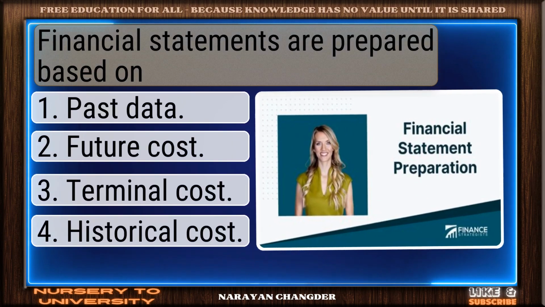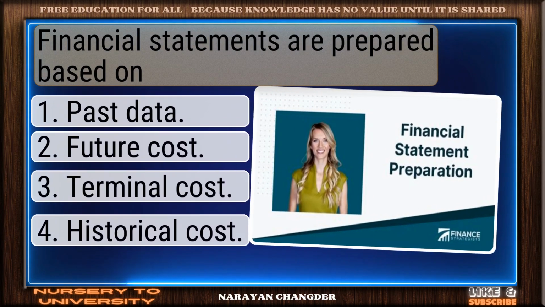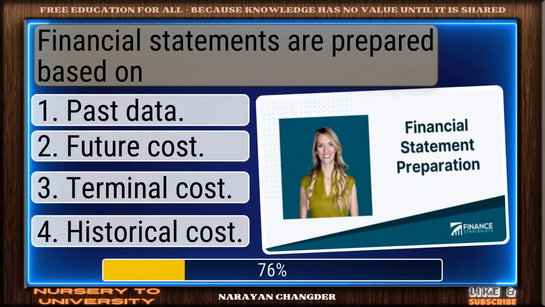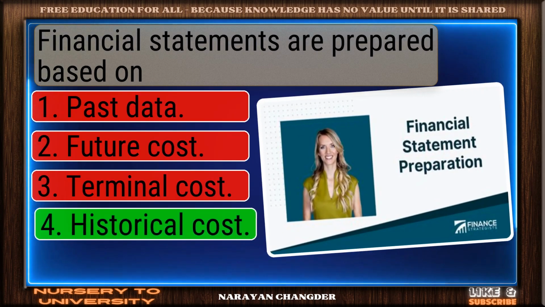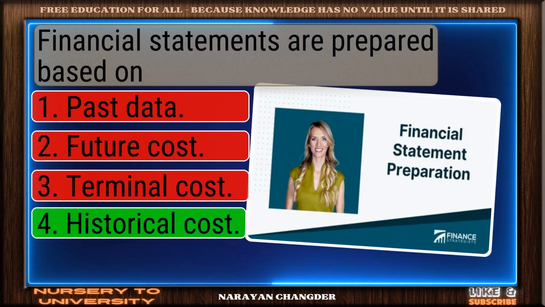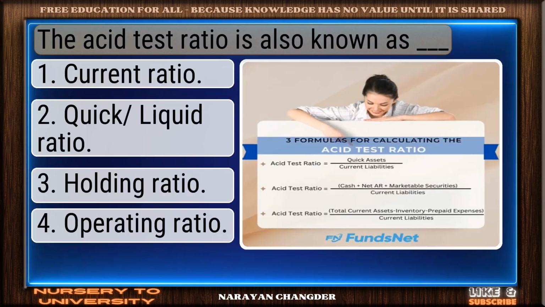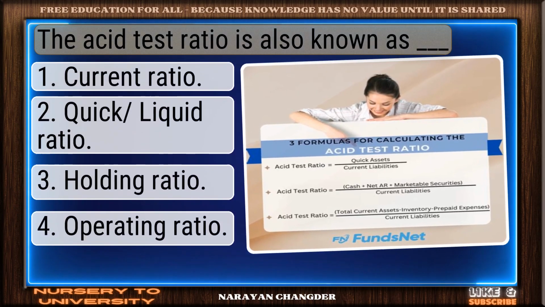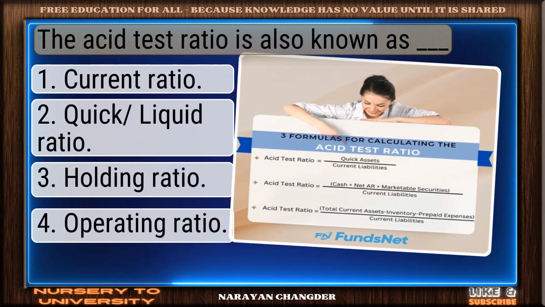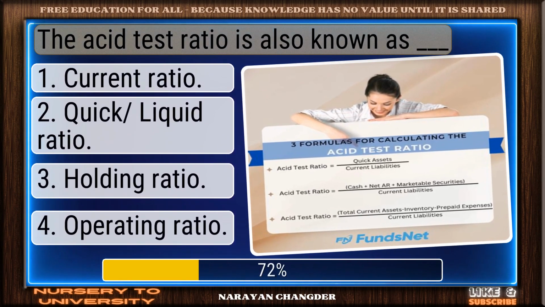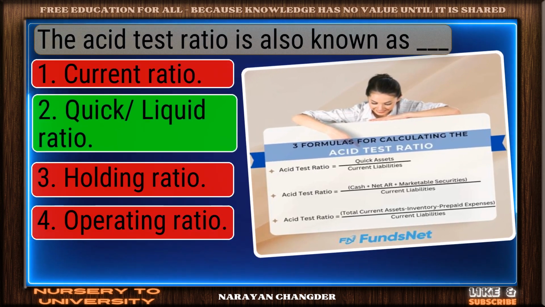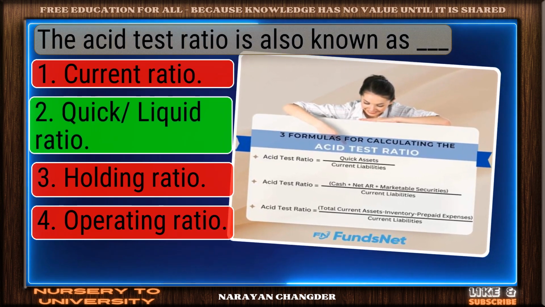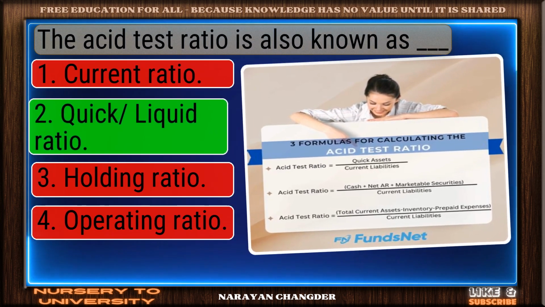Financial statements are prepared based on. Well picked. Historical cost is the correct answer. The acid test ratio is also known as dash. Exactly. Quick liquid ratio makes sense, and it is the right choice.